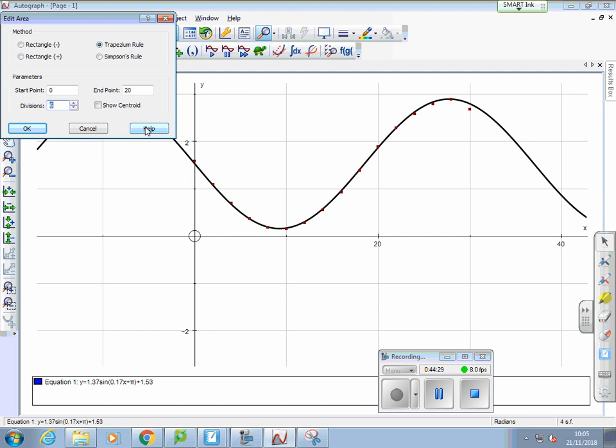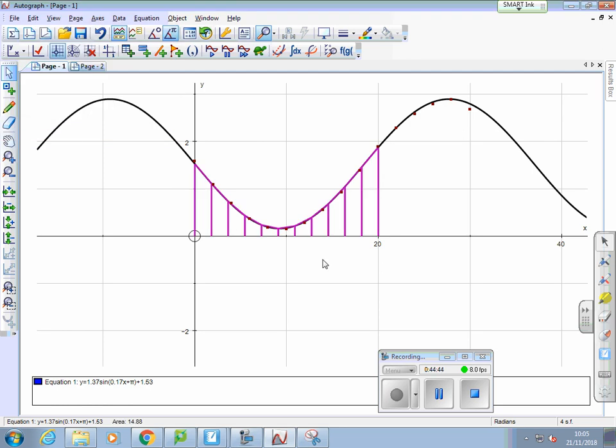$11. Yeah, but you're being asked in the assignment to integrate between 0 and 20. Because remember, Simpson's rule needs an odd number of data points, doesn't it? So you can add 11 data points in there. Click OK. Shows you how Simpson's rule works, how the trapezoidal rule works.